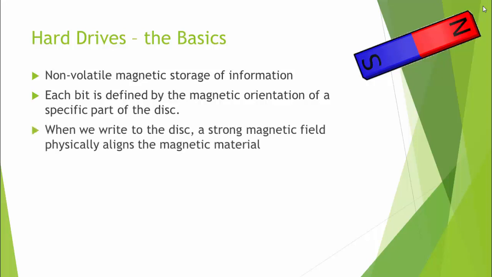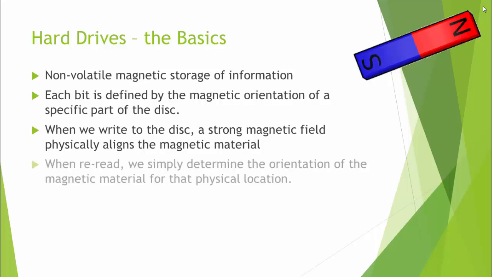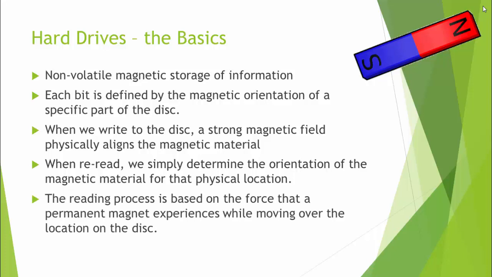When we write to the disk, we use a strong magnetic field to align the magnetic material in that small location. When we go to read that information, we simply check to see what the orientation of that material is. Again, in that physical location.